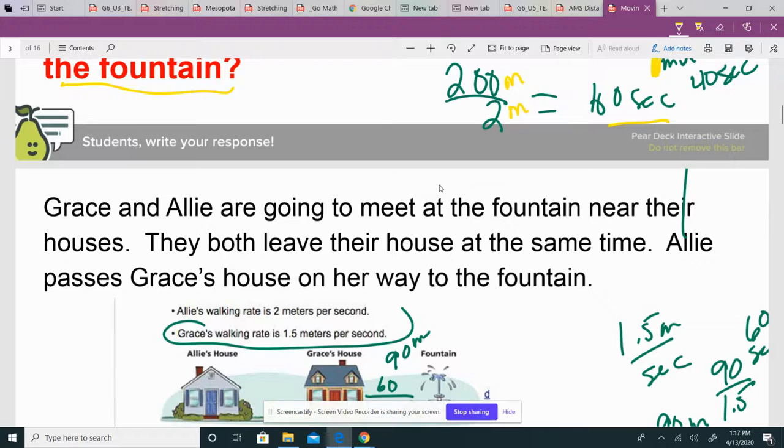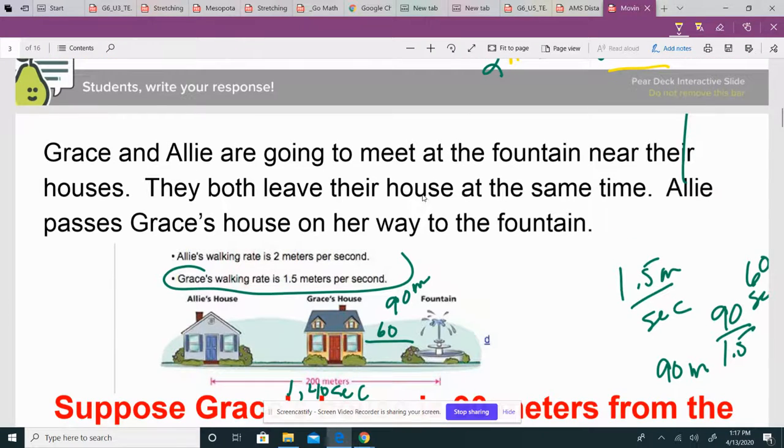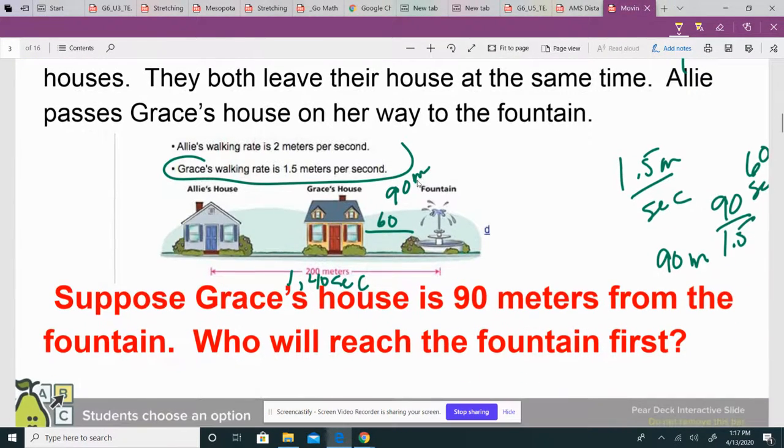Grace and Allie are going to meet near their houses. They both leave their house at the same time. Allie passes Grace's house on the way to the fountain. Okay, we got that information. Suppose Grace's house is 90 meters from the fountain. Who will reach the fountain first? Okay, this is kind of obvious. Grace is going to reach the fountain first. And why do you think? Just take a look at the picture. She's only got 90 meters to reach the fountain. Allie's got 200 meters to reach the fountain.